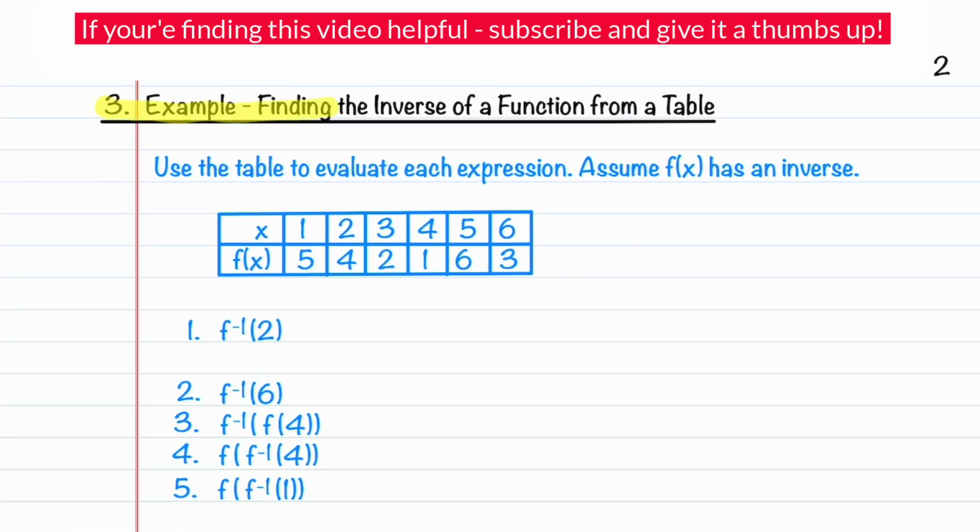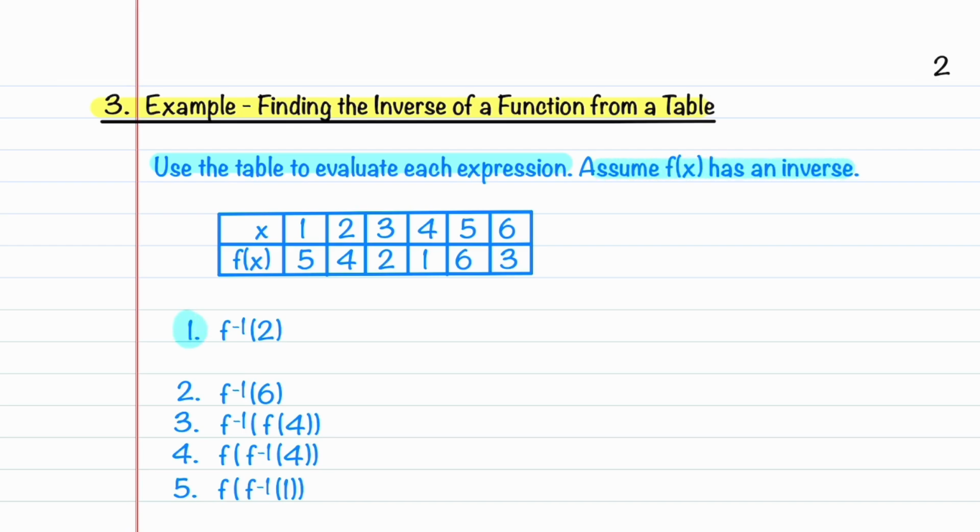Let's now walk through an example where we're going to find the inverse of a function from a table. Our example says to use the table to evaluate each expression, and the assumption is that f of x has an inverse. Let's look at our first example. That example tells us to evaluate f inverse of 2. Let's begin by letting f inverse of 2 be equal to x. That means that f of x is equal to 2.